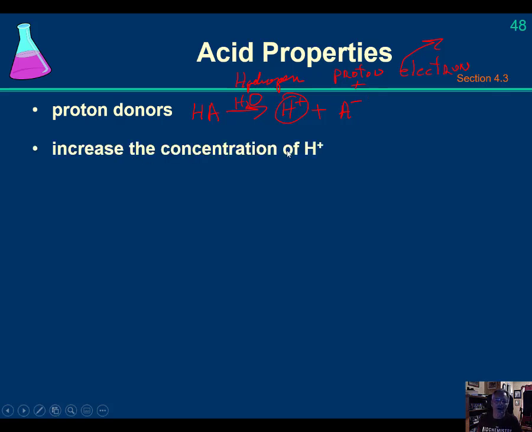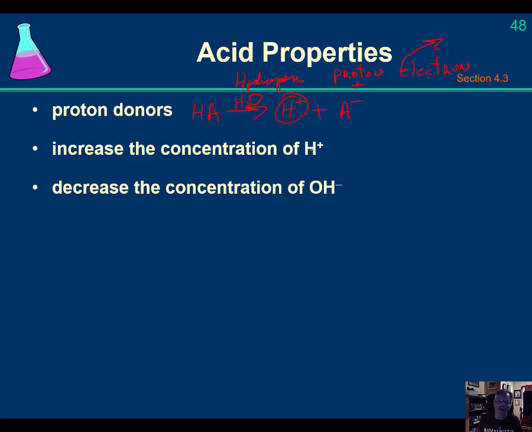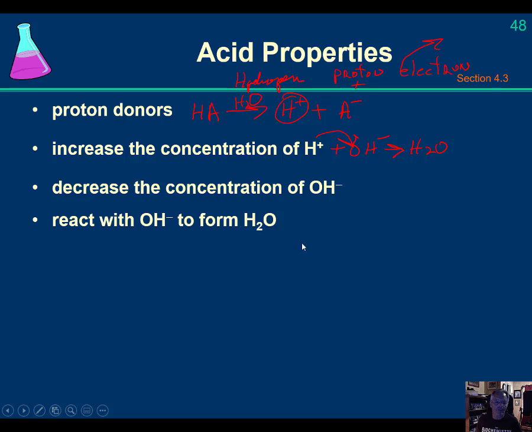Acids increase the concentration of hydrogen ion, and they decrease the concentration of hydroxide ion. And we've shown you this before. The way that acids decrease the hydroxide ion concentration is they combine with hydroxide, the H plus does, and it makes good old H2O, and thus it decreases the concentration of hydroxide. It reacts with hydroxide to form water.